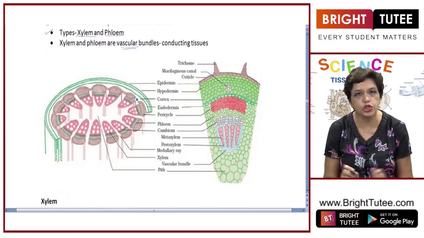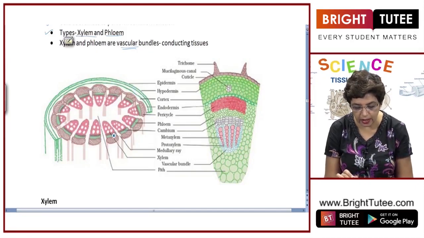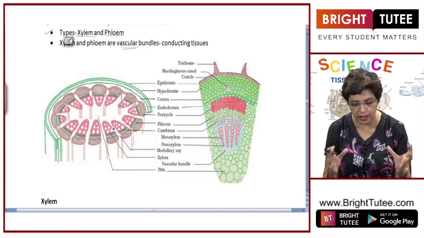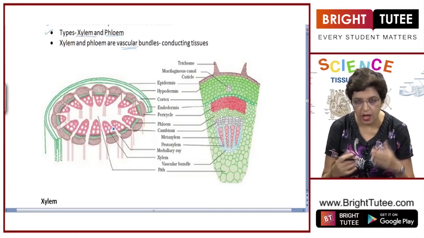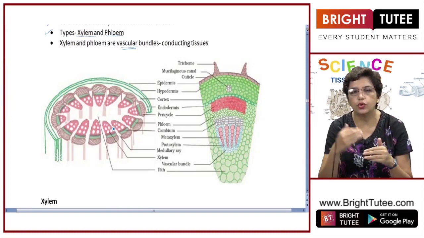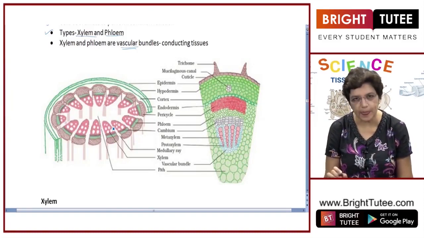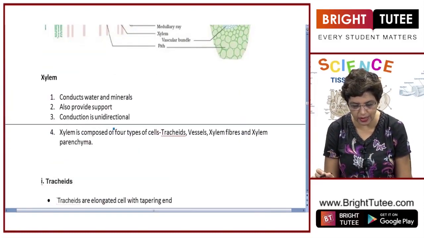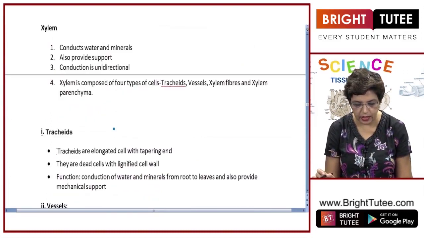I just showed you this diagram earlier also. You can see there are different types of tissues, the outer epidermis and the inner phloem and xylem. They are arranged inside the stem continuously one above the other, and they help in conduction through diffusion. So let's study in detail about xylem and phloem.